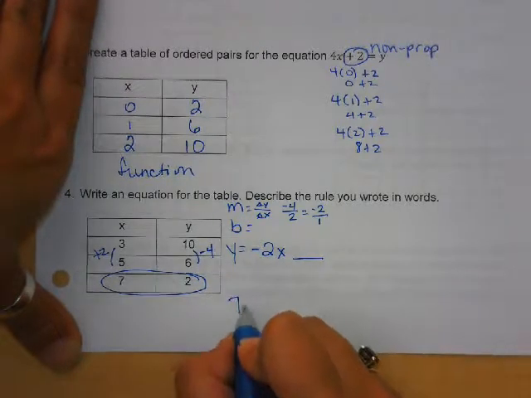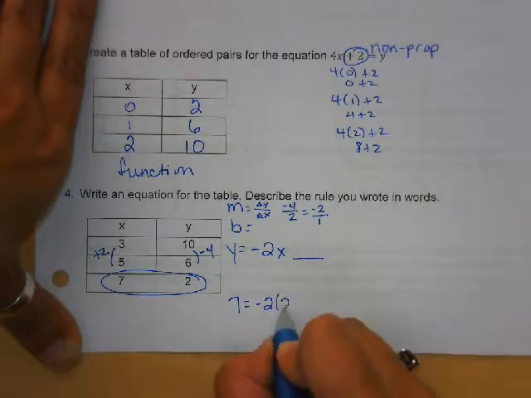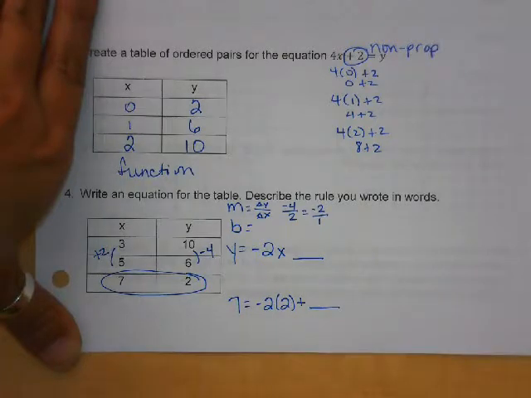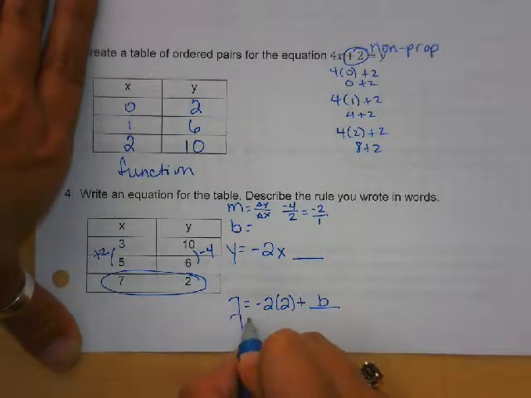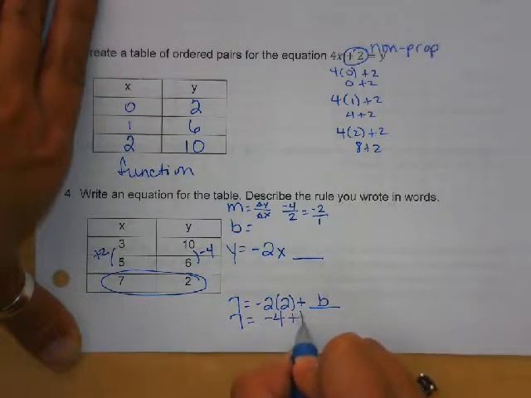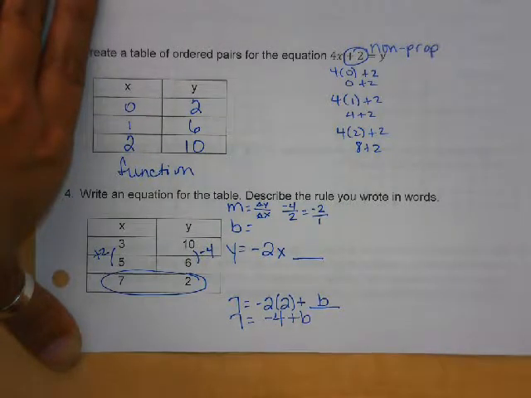So I could say 7 equals negative 2 times 2 plus something. I don't know what that is yet. It's my b value. And I can solve this. I can say 7 is equal to negative 4 plus something. Well, how do we solve this?